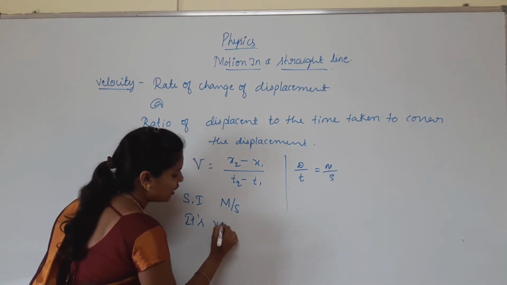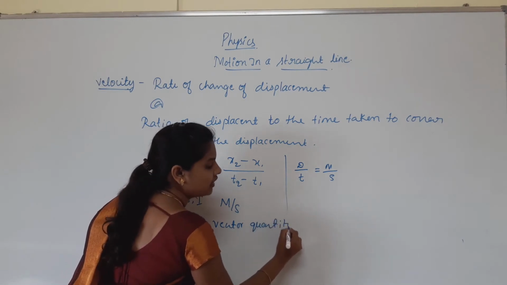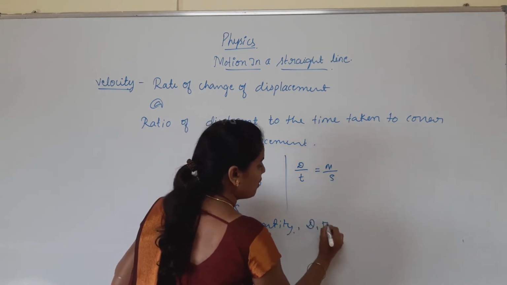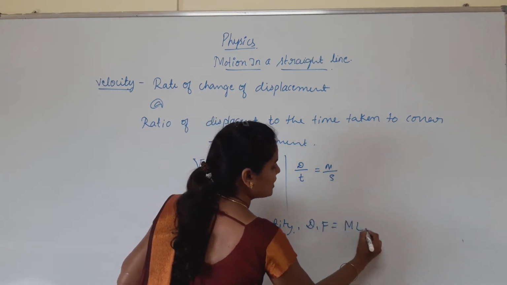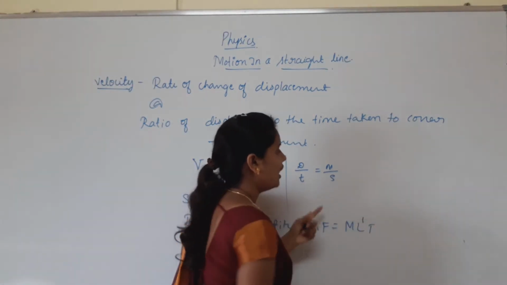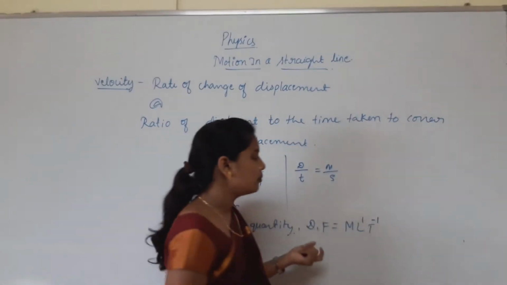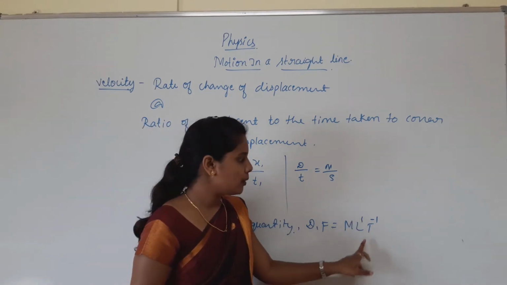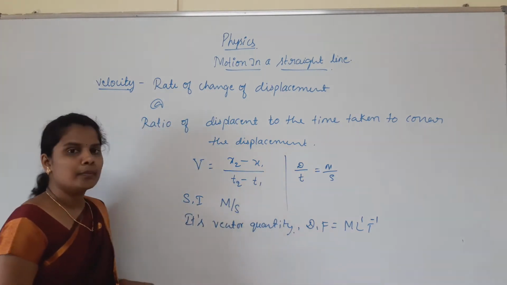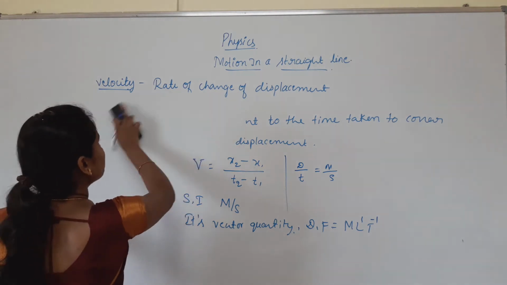It is a vector quantity. It has both magnitude and direction. The dimensional formula of velocity is M to the power 0, L to the power 1, and T to the power of minus 1. Here, meter gives length, that is 1, and time, second, is in the denominator, therefore minus 1. Next we are going to discuss the types of velocity.